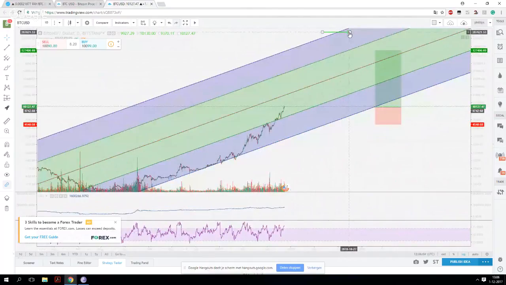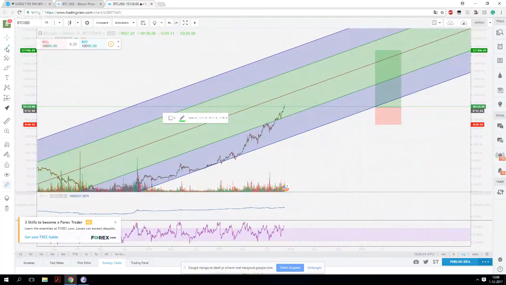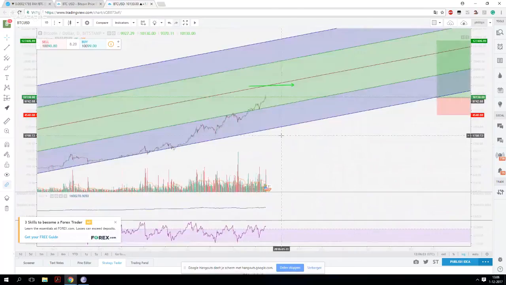Now, this is a very wishful scenario. I'm not going to count on it doing that. I just wanted to reach the middle, at which point I will probably sell my swing Bitcoins.